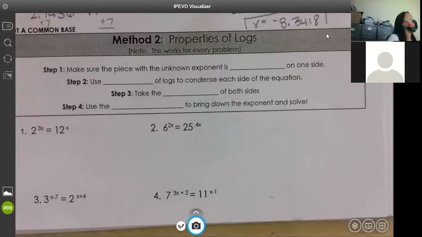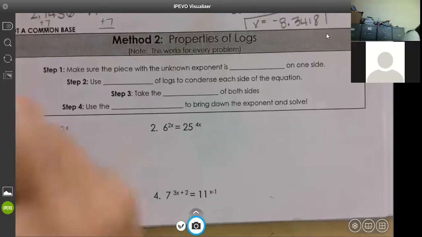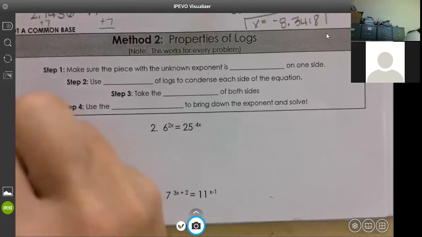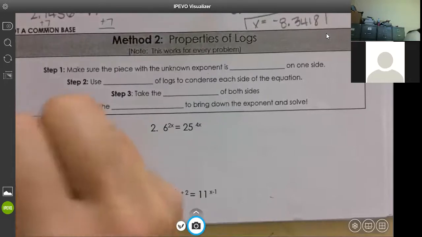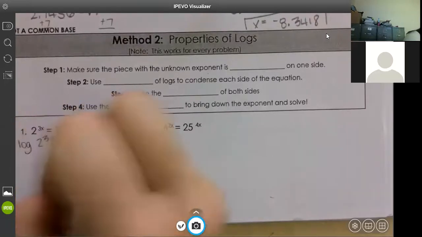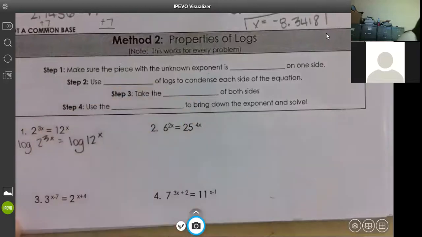So what you want to do, and this will work every time too, it would even work with the ones that we just did, is when we have exponential, you can log both sides. And what that means is I can just write log in front of 2 to the 3x and log in front of 12 to the x.